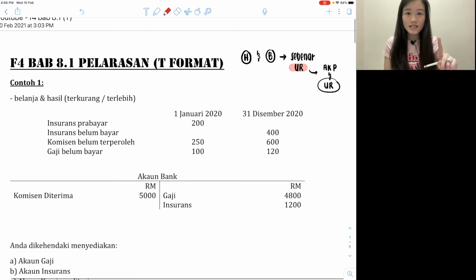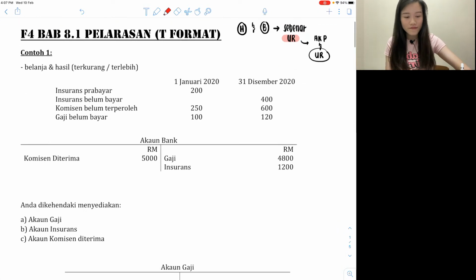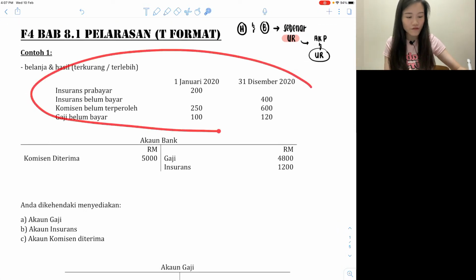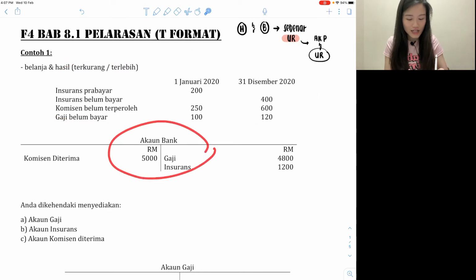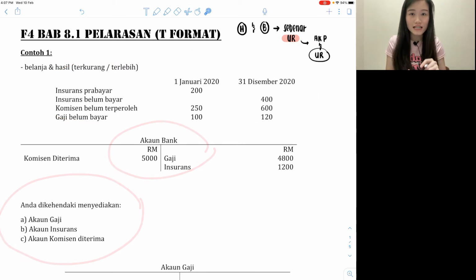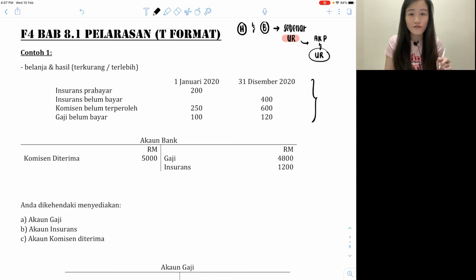First step. Now, first thing is in this question, do you see that they have 3 sections in total? The first section is this upper part with the 1st January dengan 31st December, while account bank is the second section, and the third section is the anda dikehendaki. So what you're supposed to do is please acknowledge. As long as you see 1st January, 31st December, this section is what we call as baki area.